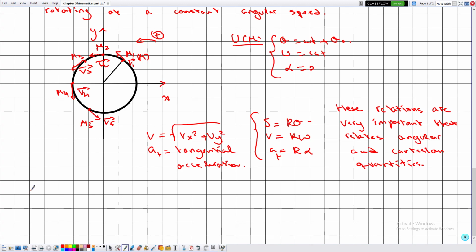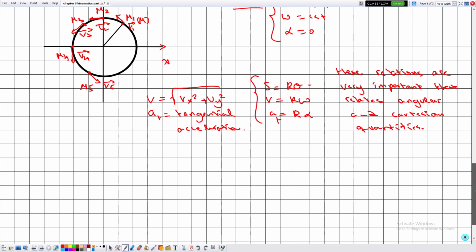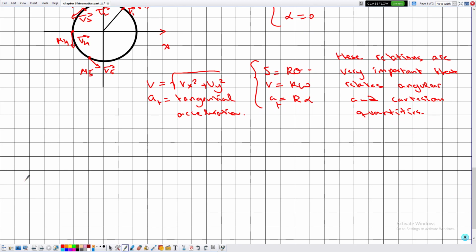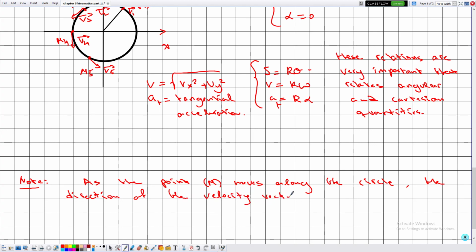Let me specify the following note, and I need to leave some space because I need to add additional formulas. Let me say the following important note: as the point M moves along the circle, the direction of the velocity vector at each instant changes.